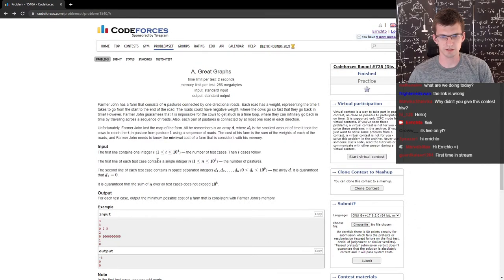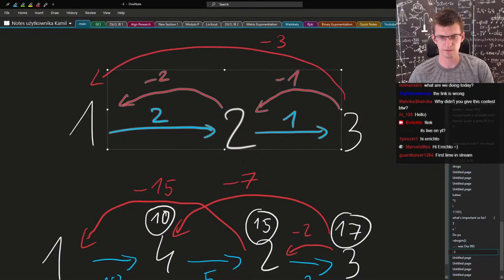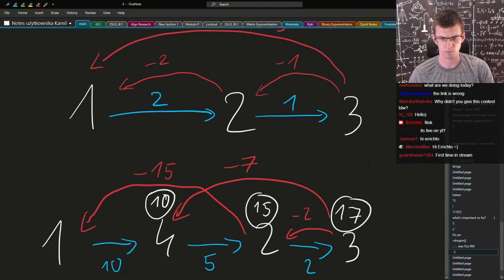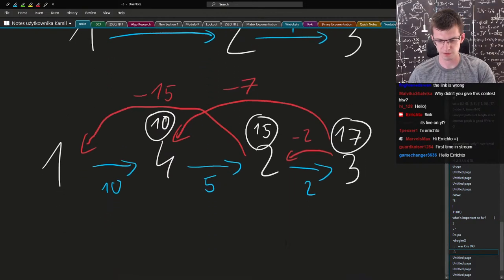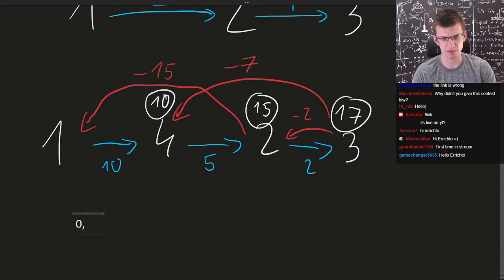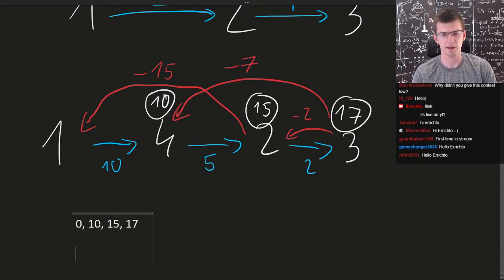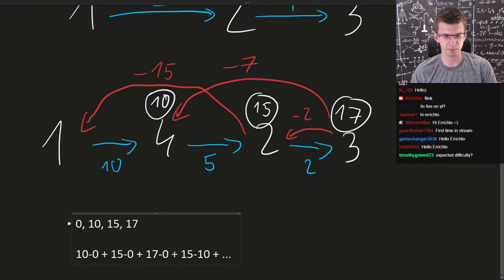Right, now n is big, so how do we compute this quickly? Let's think. I think it's like this. We have this sorted sequence of distances from the start. And the negative edges, the red ones going to the left, the sum of them is just the sum of all the differences. 10 minus 0 plus 15 minus 0 plus 17 minus 0, 15 minus 10, and so on. Easy to, of course, iterate over all the pairs.